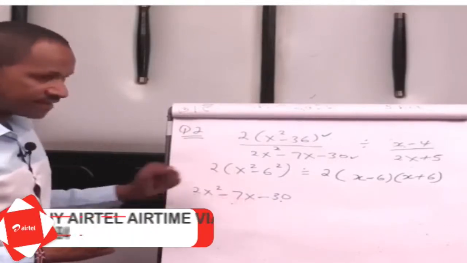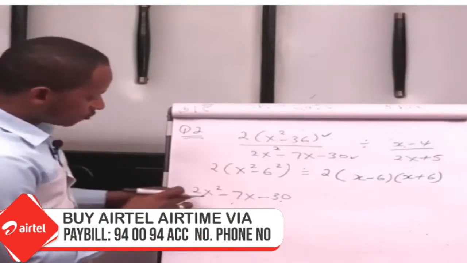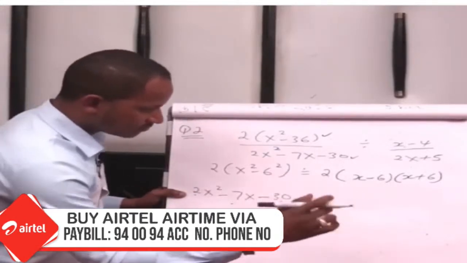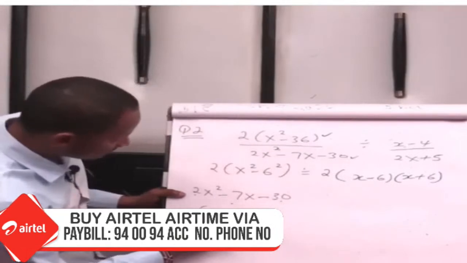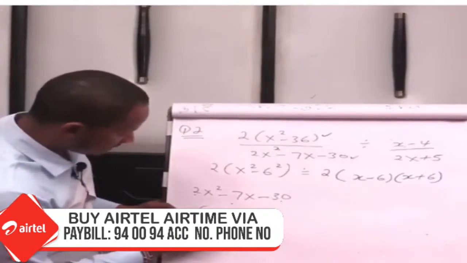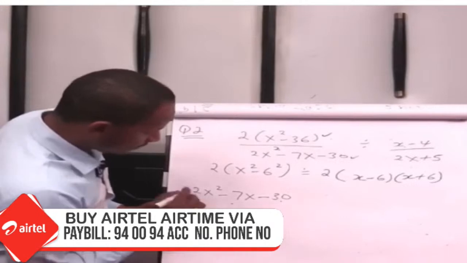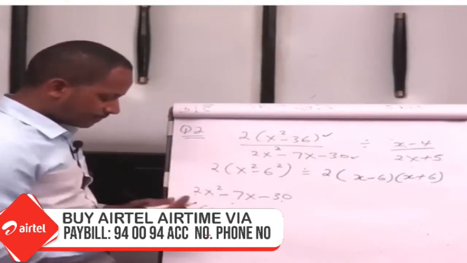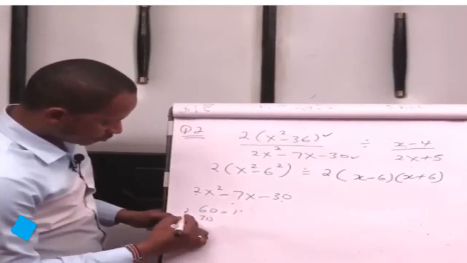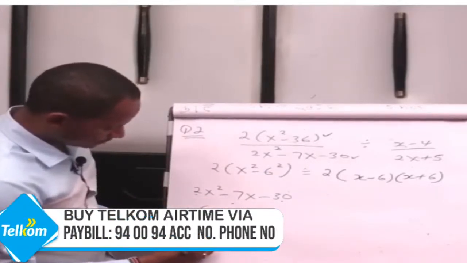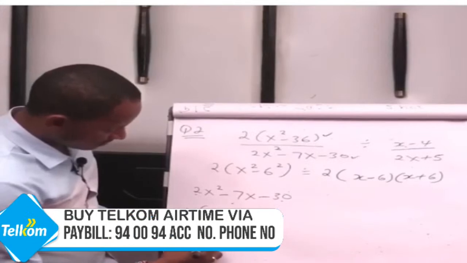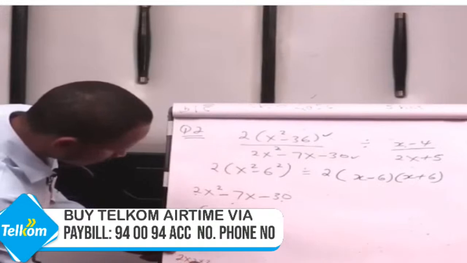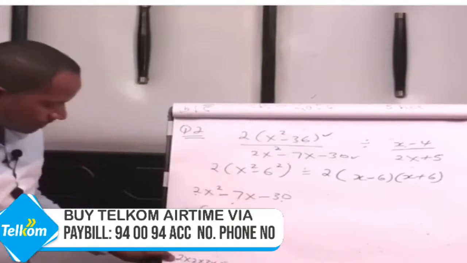Gives you negative 7x. What are these two numbers? So you multiply 2 times 30, you get 60. So the easiest way to do it, first of all, get the factors of 60. So 60, get two numbers, factors of 60 are 2 times 30, 2 times 15, 3 times 5, and 5 times 1s. So factors of 60 are 2 times 2 times 3 times 5.